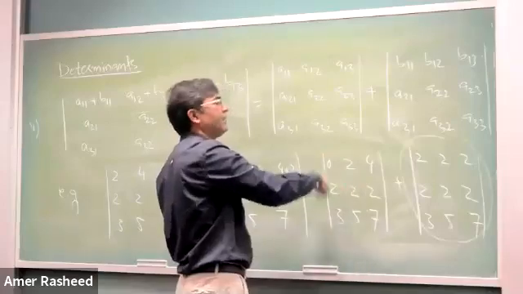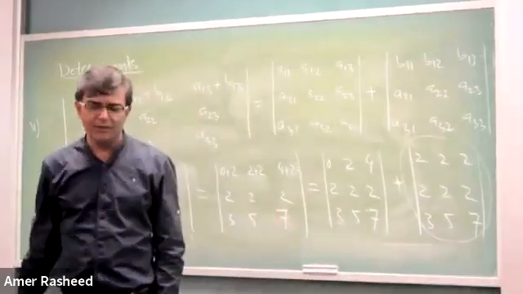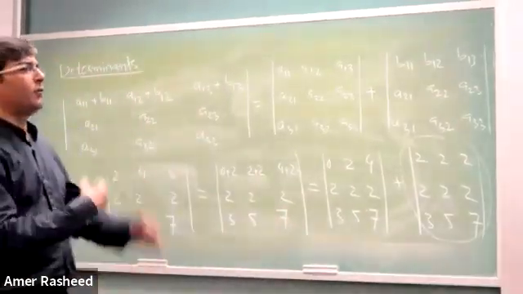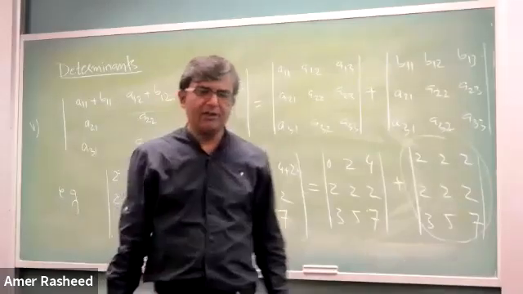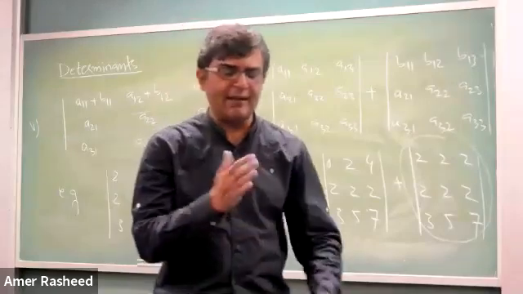You only have to try to find the determinant of the other matrix. Okay, so this is one of the properties in order to simplify determinants. The rest of the properties we'll discuss in the next lecture.